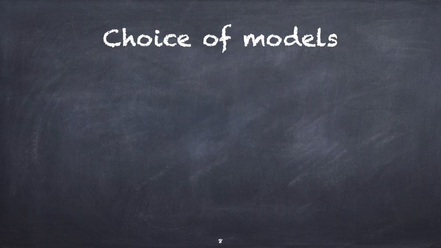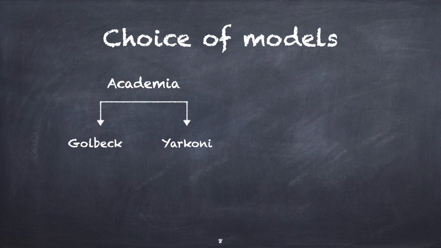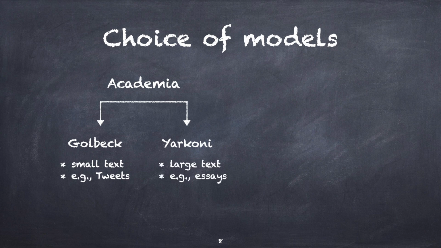Before diving deep into the four research questions, let me introduce to you the three state-of-the-art and practice psycholinguistic tests widely used in software engineering and the justification for the choice. We chose two models from academia, Golbeck and Yarkoni. Golbeck is trained on small-size data, for example tweets, while Yarkoni is trained on larger text such as essays and blogs.